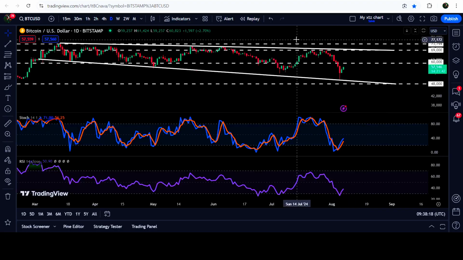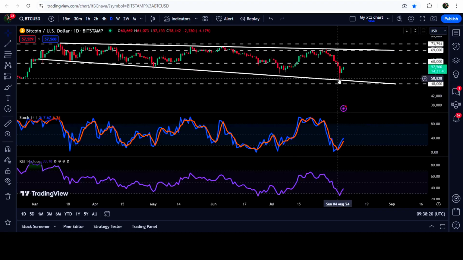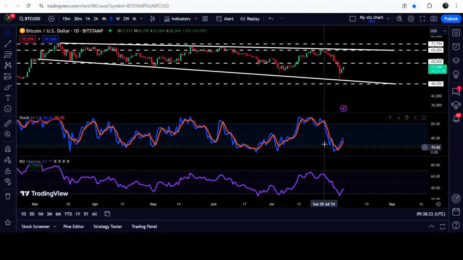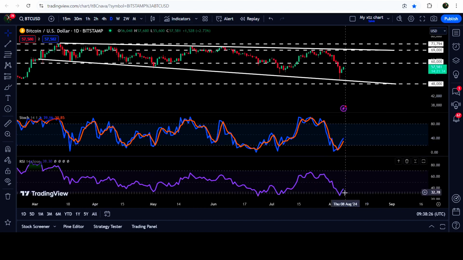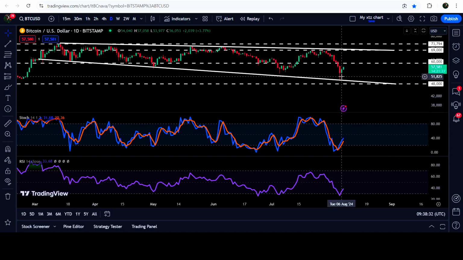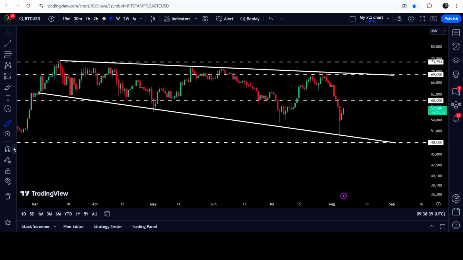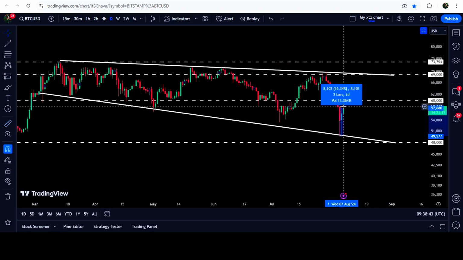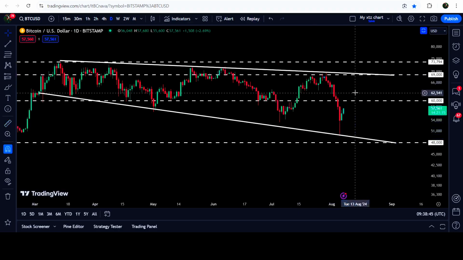And at the same time, you can see when it was testing the support of the broadening falling wedge pattern, at the same time, stochastic again entered the oversold zone. And RSI also entered the oversold zone. Therefore, I was telling you that now we may see a price correction or this bounce from this support of this broadening falling wedge pattern. And you can see that so far Bitcoin has recovered from this low to this high. It has recovered more than 16.3%.